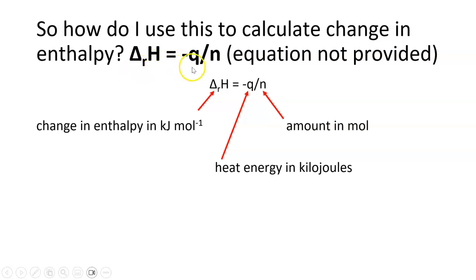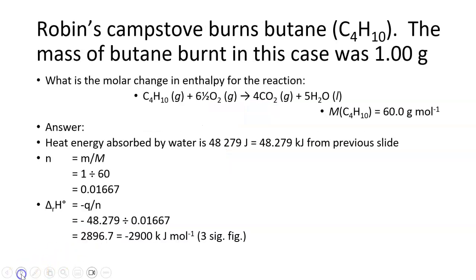Delta H equals minus Q over N. Delta H is the change in enthalpy in kilojoules per mole. The subscript R just means reaction. You could think of it as random, so it applies all of the time. The heat energy in kilojoules is minus Q, and N is the amount in moles.